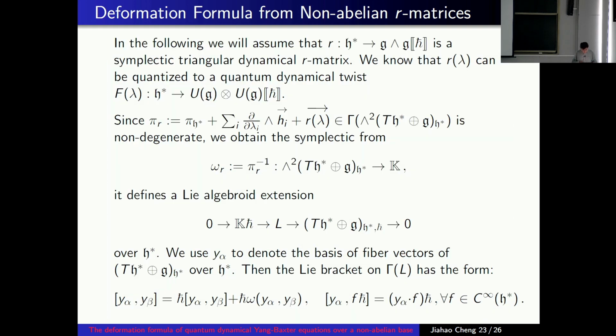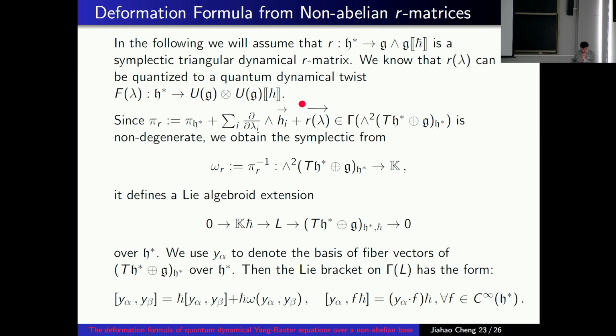Okay, then let's look at the last question. We just mentioned that even if you can find F lambda, it could be very complicated, so it is complicated to write down the explicit formula of the star product. So suppose that we begin with the data of a symplectic triangular dynamical R matrix, meaning the classical dynamical R matrix is symplectic. We know that this can be quantized to a quantum dynamical twist. The point is that we don't know the explicit formula of F lambda. So what we want to do here is to use the data of R lambda to write down F lambda. So let's look at how to do it.